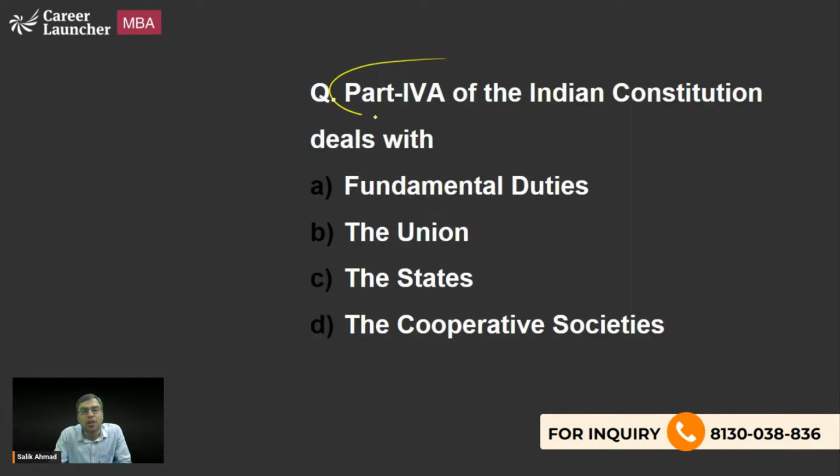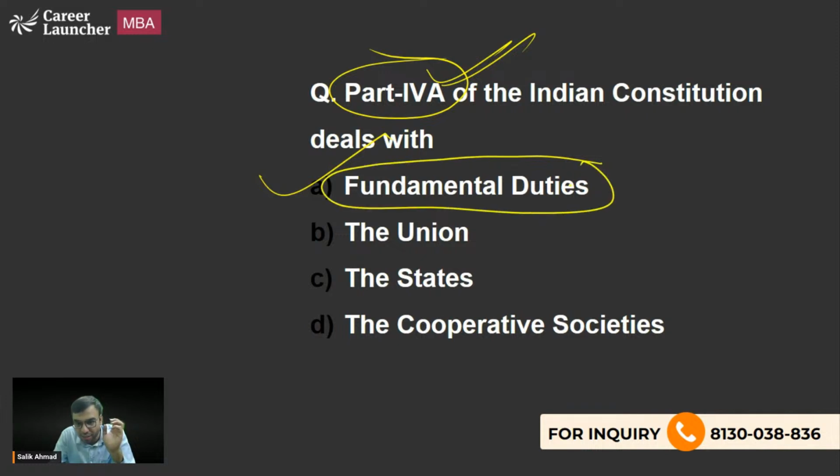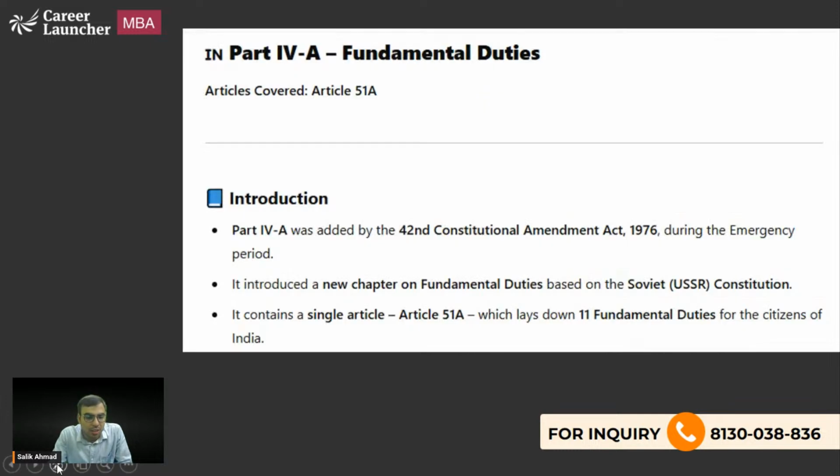देखो 4A, this was not originally present, later on added, but part 4A क्या चीज से डील करता है? Fundamental duties, the union, the states, cooperative societies. मैंने बोला लेकिन कुछ famous parts याद होने चाहिए, सारे part याद होने चाहिए, but these are prominent ones. That is why I'm telling you fundamental duties. Duty की बात हो रही है. These are the duties that a citizen should perform. So A is the right answer to this question. ठीक है? So that is what you should know.